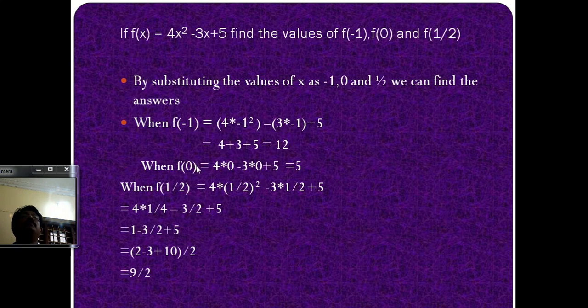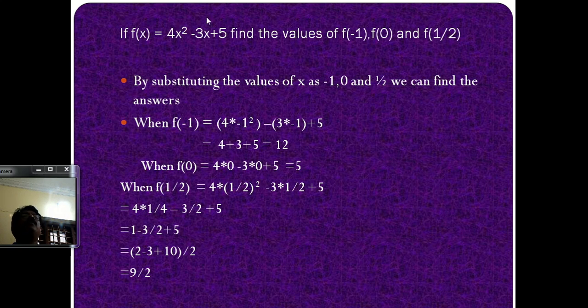For example, let us see this question. f(x), the function of x, is 4x² - 3x + 5. It is a quadratic equation, right? Because the highest power is 2. So this is a function of x: f(x) = 4x² - 3x + 5. Using this function, you have to find the values of f when x = -1, f when x = 0, and f when x = 1/2.